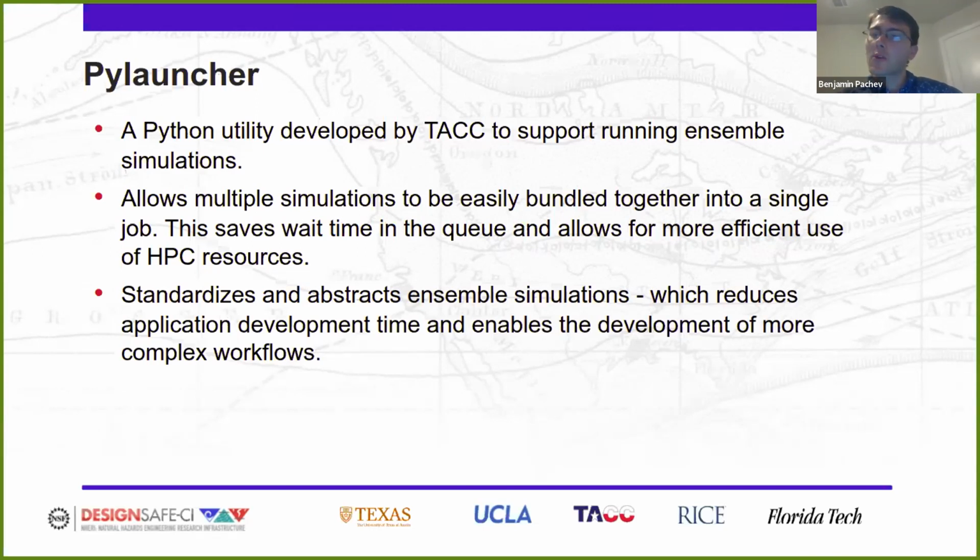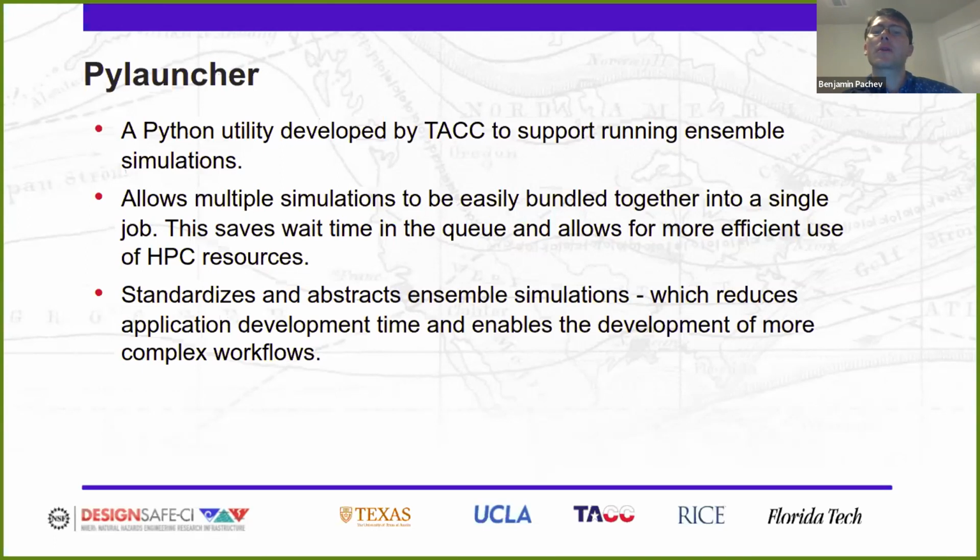Whereas the more manual approach would be to just submit your simulations one at a time. Maybe you have a little script that goes and submits 20 jobs. That ends up being a lot less efficient because each one of those has to wait in the queue, and you always have to pad your jobs. So you end up wasting time. And so using pylauncher is one big thing that has allowed us to use HPC resources a lot more efficiently.